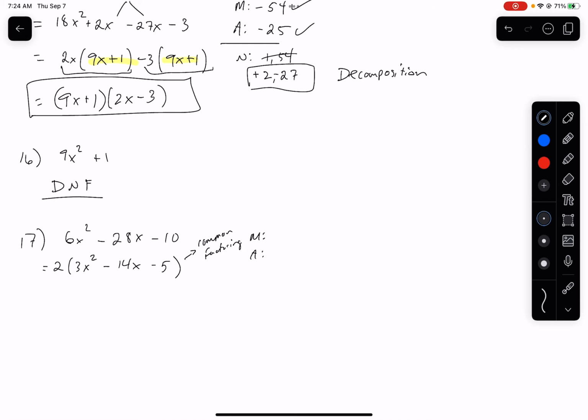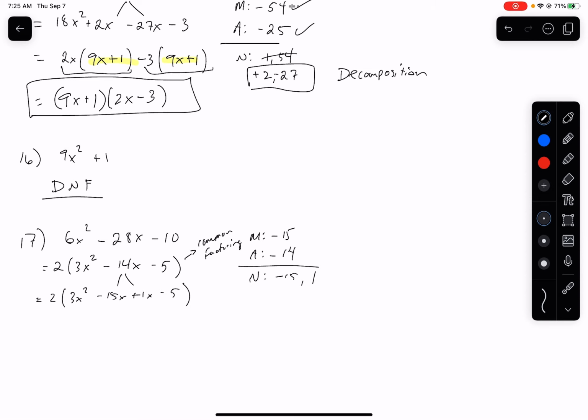Okay, and then from here, now you can find the factors that multiply to negative 15 and add to negative 14. When I go to check that, it's going to be negative 15 and 1. Be careful. Don't just think, oh, I'm good. This is not a simple trinomial. It's complex because of the a value, so you're stuck having to use decomposition. So we're going to get 3x squared minus 15x plus 1x minus 5.